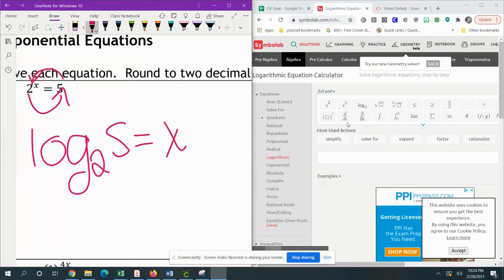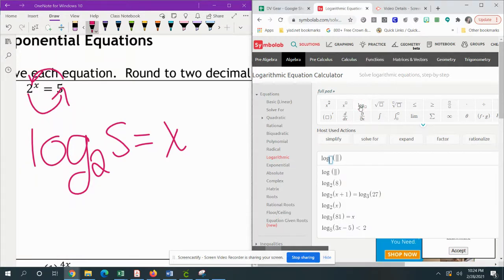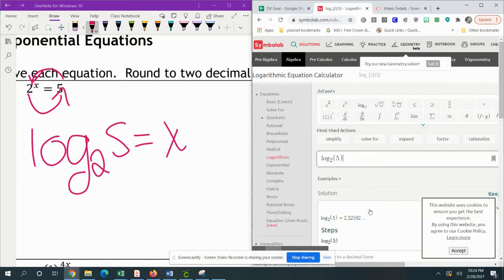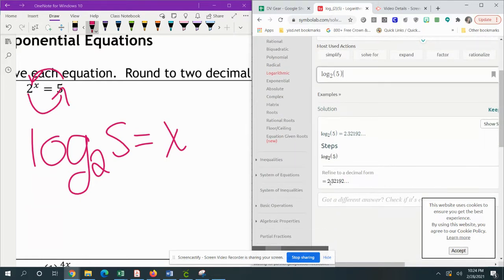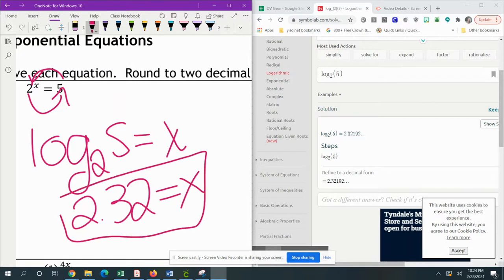So I'm going to go ahead and put this in my calculator. I just Googled a random calculator. I actually have a calculator app downloaded on my phone, but you can use whichever you want. So log base 2 of 5, I hit enter, and it does say round to 2 decimal places. It gives us 2.32. So 2.32 equals x. And that's it.